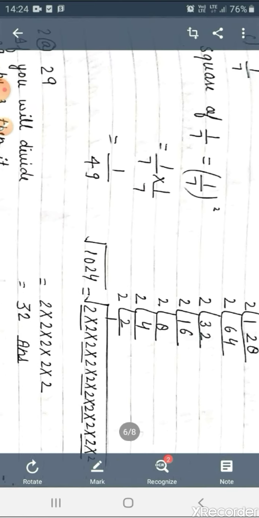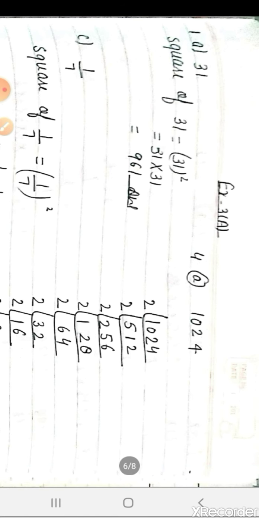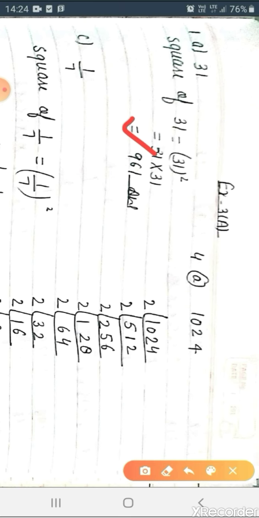Calculate the square of the following: A is 31 and C is 1/7. Square of 31: I can write 31 square equals 31 multiplied by 31, and 31 multiplied by 31 gives 961. So the square of 31 is 961.